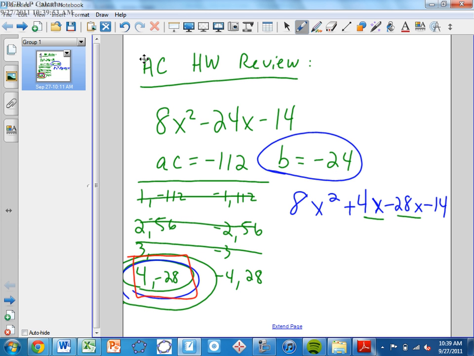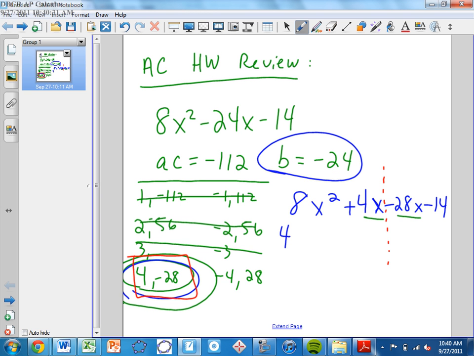Wait, so those are the factors of 112? 4 and 28, 4 and negative 28, and factors of negative 112 that also add up to negative 24. These are all factors of negative 112. This is the only one that adds up to give you this. So all we basically have to do is find what multiplies to AC and adds up to B. At this point, we use that grouping technique, where we split it down the middle. We look at the first two terms. What can I factor out of 8 and 4? 4. 4 what else?